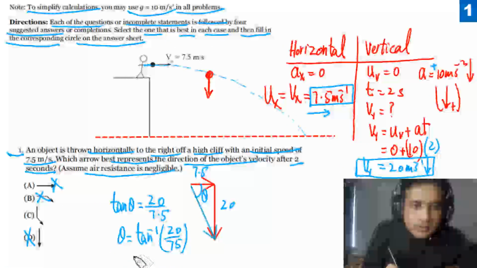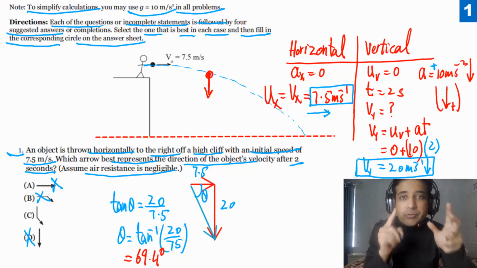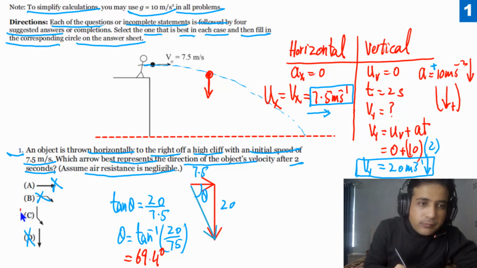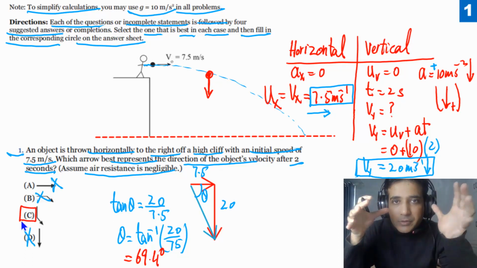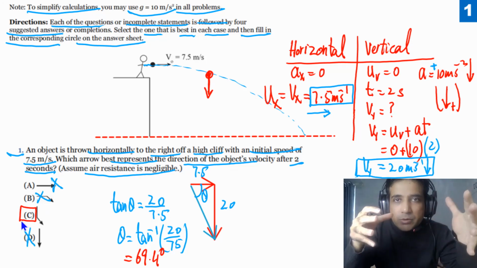If we calculate value of this angle, we will get angle is equal to 69.4 degrees, and that is greater than 45 degrees. So the answer for this question is C. So this is how you can approach this type of problem. Try to understand concepts, so next time you can use these concepts to answer other same type of questions.